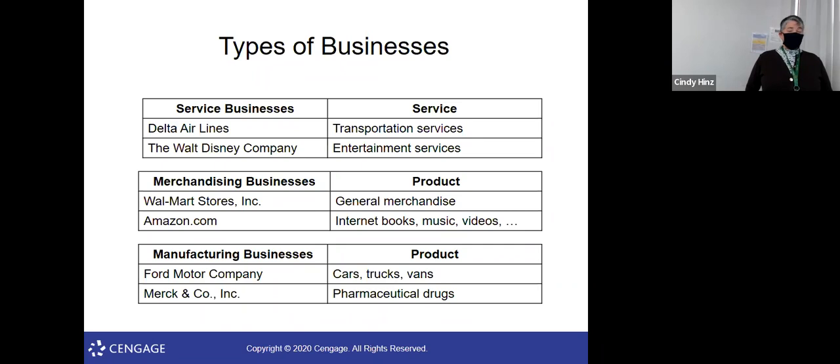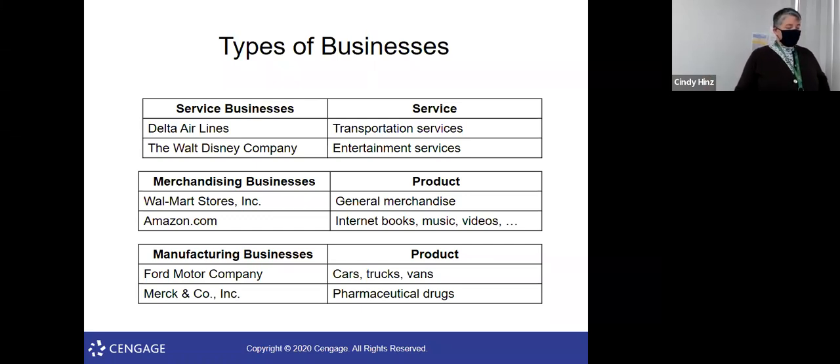Does that mean that Walmart doesn't make anything they sell? Well, if you go into Walmart, you see that they have a deli and a bakery. So they are making some of the product that they sell. They make sandwiches, they make hot food, they make baked goods in their bakery. I assume they do. So they do a little bit of manufacturing, but mostly they're merchandising businesses.